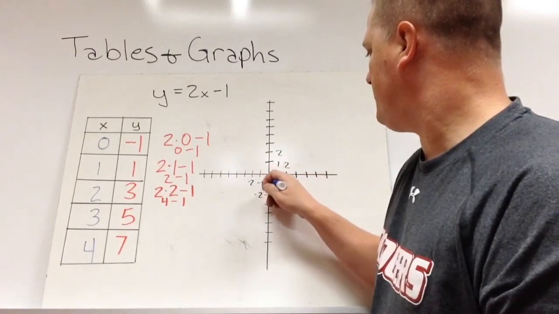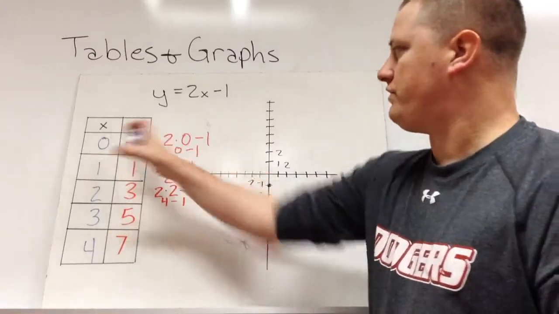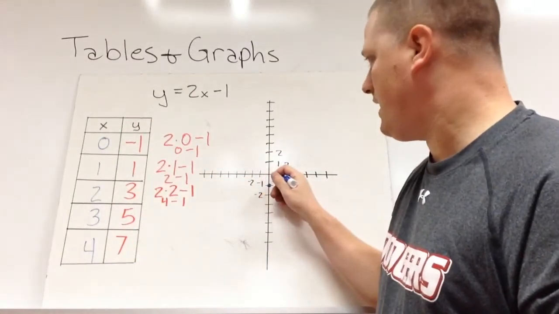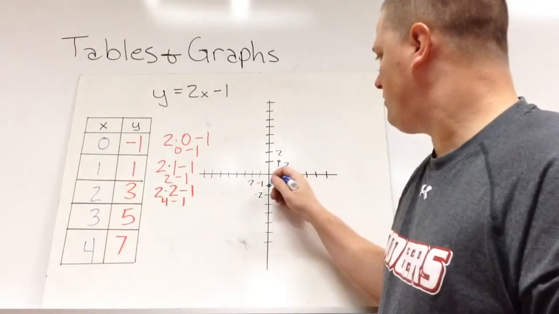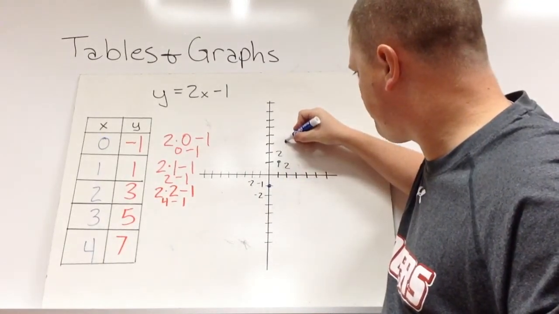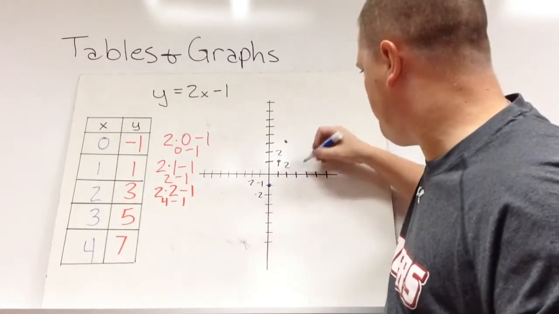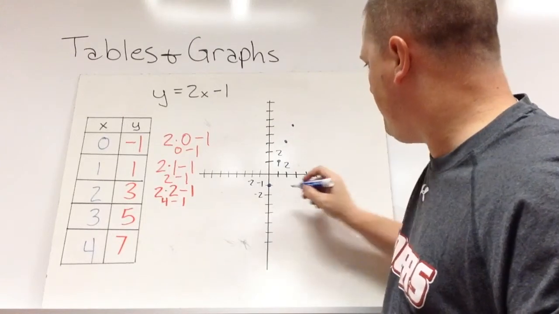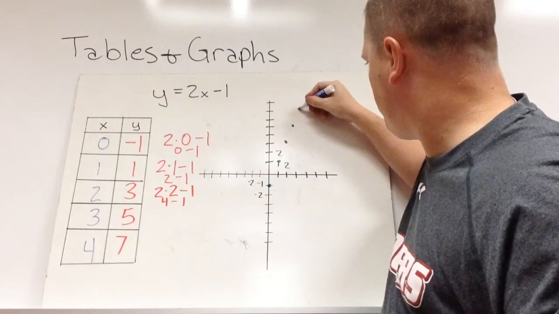So 0, negative 1. Notice I go 0 left and right, and then down 1. Then I go 1 to the right, and up 1. Then I'm going to go right 2, and up 3. 3 to the right, and up 5. And then 4 to the right, and up 7.